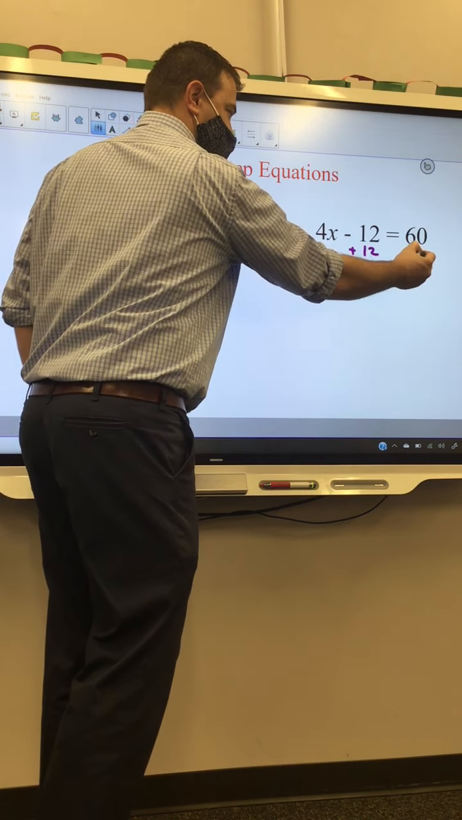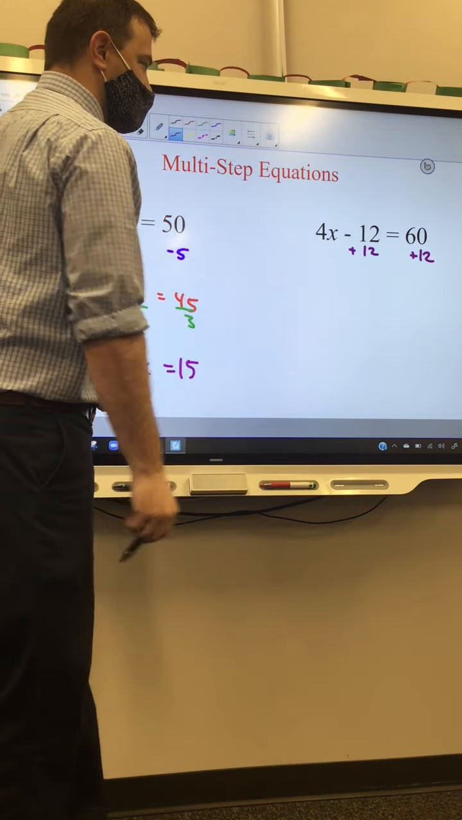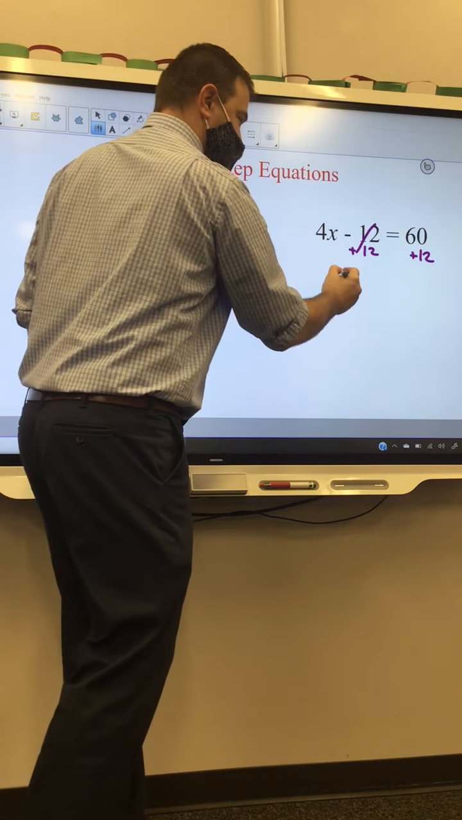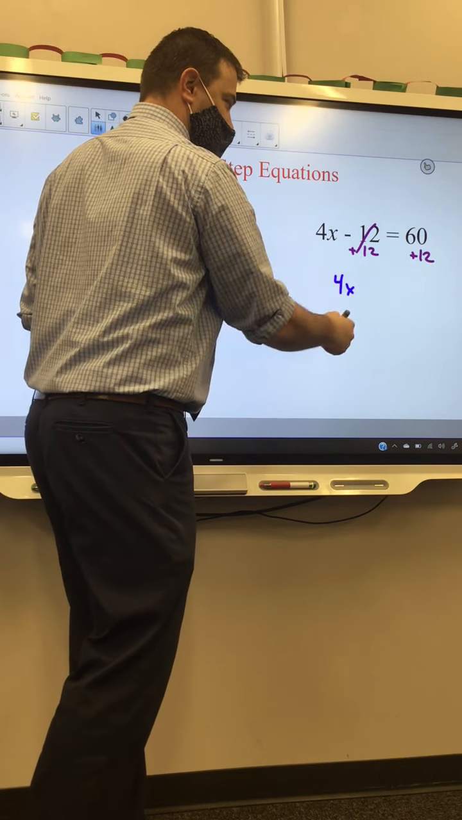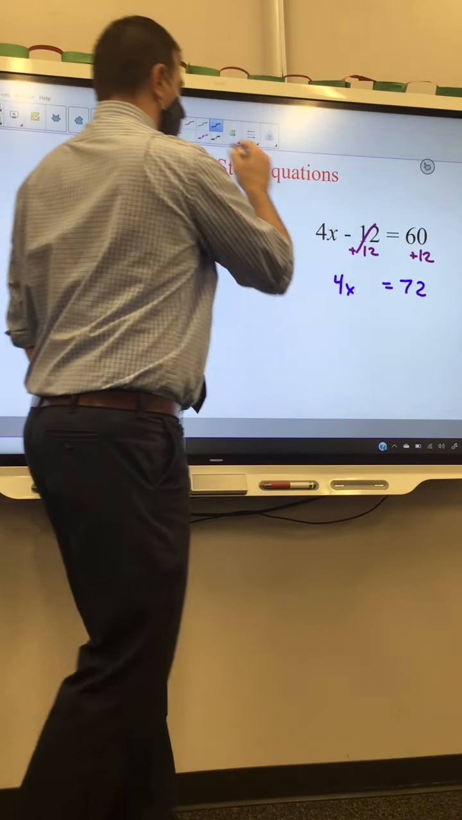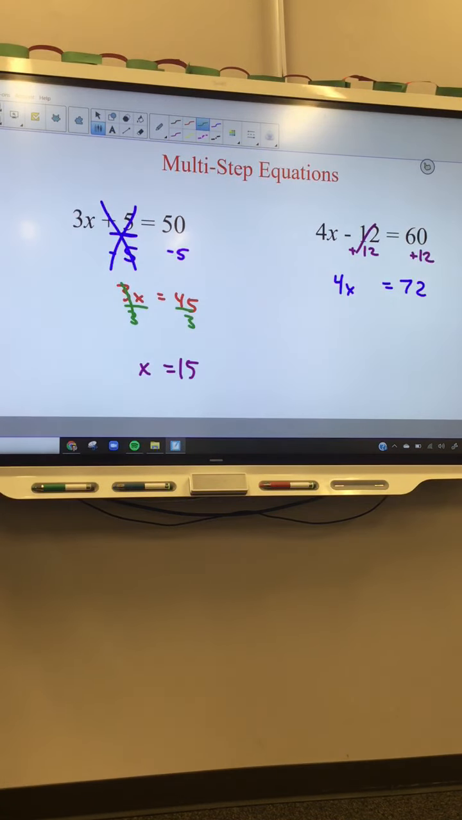If I do it to one side, I do it to the other side. Okay, those cancel, and I'm just going to rewrite the entire equation. So I've got 4x on this side, and the 12s go away. On this side, I've all of a sudden got 72. Next step, any more adding and subtracting? No, so I go to the next level up, multiplying or dividing.